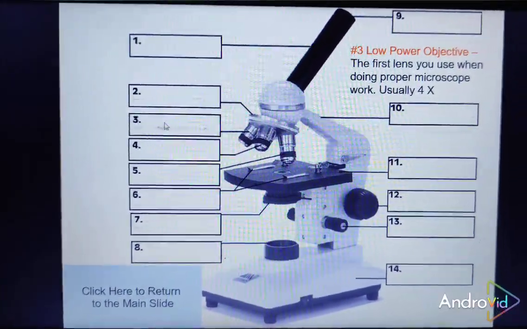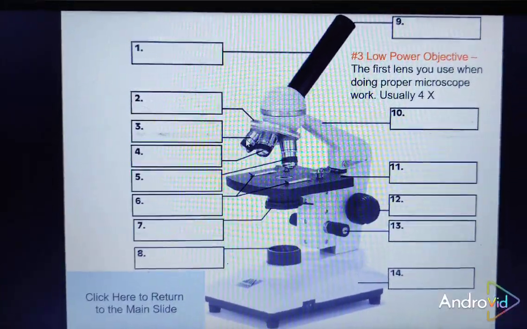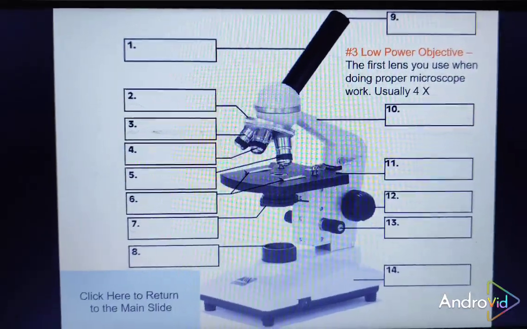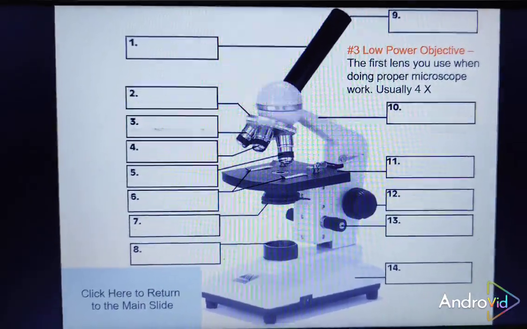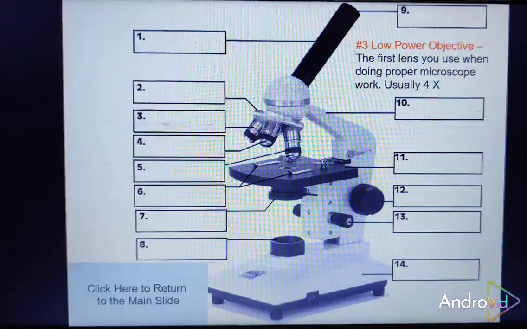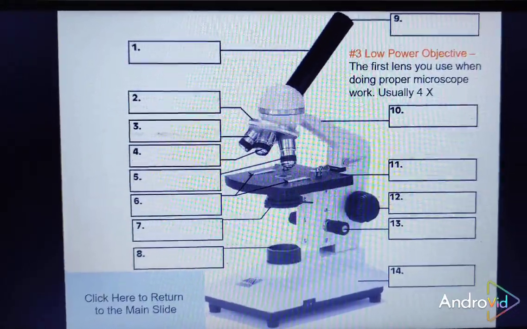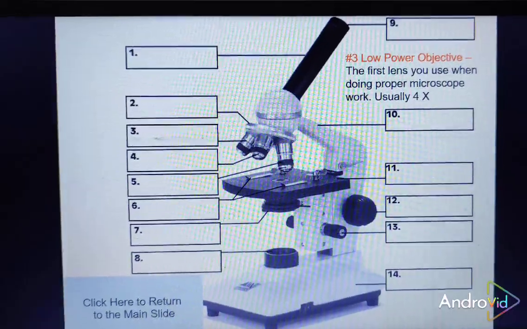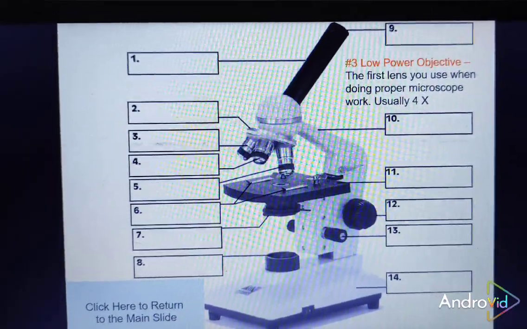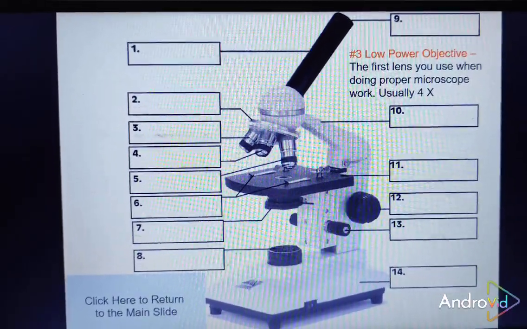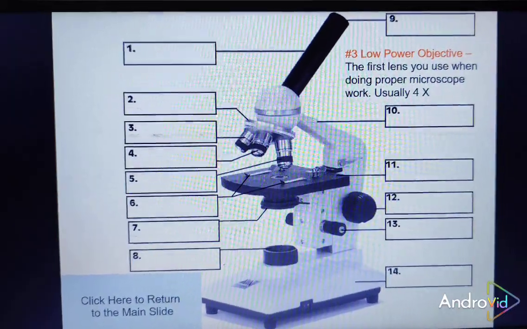On this screen, this is the third part, the low power objective lens. The low power objective lens is the first lens which you use when doing microscopic work. In different microscopes, different low power objective lenses are there. Usually over here it is 4x, but in a different microscope it will be 10x also.